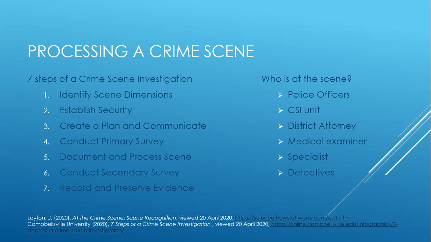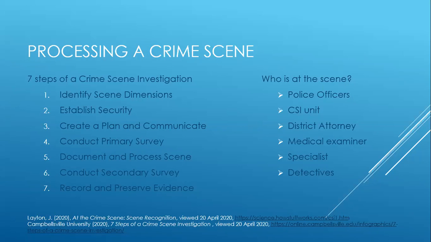the evidence. Actually, processing a crime involves 7 steps of crime investigation. First, identify scene dimensions, which is to locate the focal point of the scene, or establish a perimeter large enough to contain relevant evidence. Second one is establish security: collect tape around the perimeter, or depending on the number of people, consider security guards. Third one, create a plan and communicate.